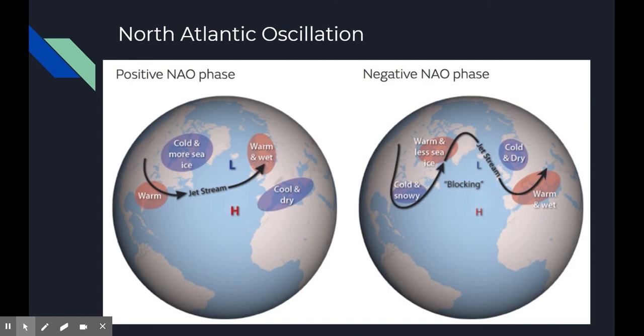Generally and overall, you want to think about these oscillations as follows: when they're in a positive phase, the jet stream is further south and allows for more active weather across land masses, whereas in the negative phases, the jet streams are displaced further north relative to our area, and will keep weather away from our area.